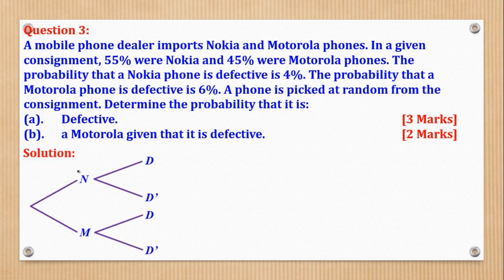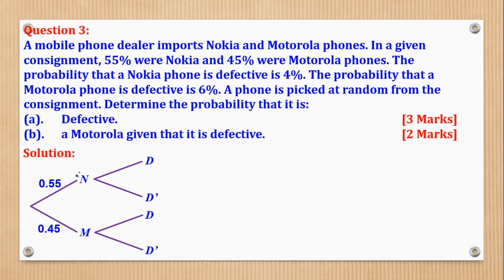So we shall have one branch for Nokia phones, another one for Motorola phones. Then on Nokia phones, there are some which are defective and some are not defective. Same applies to Motorola phones. There are some which are defective and some others which are not defective. So we shall come and put the probabilities. They have told us that in a given consignment, 55% were Nokia. So this percentage is the probability for Nokia, and this is the one for Motorola.